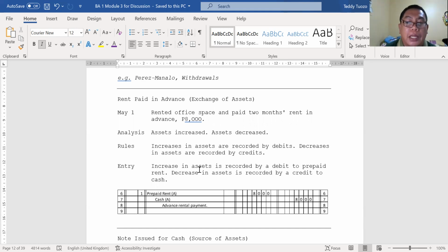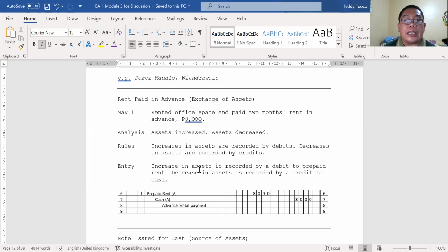But at the end of the month, you have to record the rent expense, reversing the advance rent, the prepaid rent for the applicable month only. Since 2 months na ito, in 2 months' time, wala na prepaid rent, because you have already recorded the rent expense account as an adjusting entry, of course.